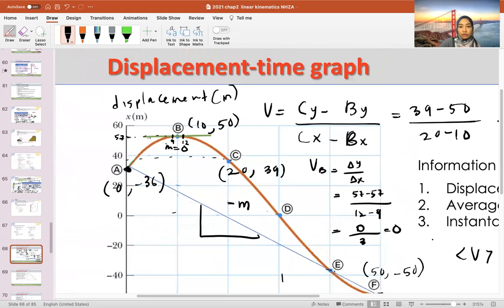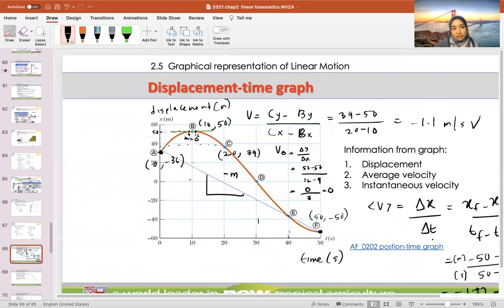Does this remind you of anything? This v equals to 0. Does it remind you of anything? What does it look like? V equals 0. Maximum height. Maximum height, yeah. If you look at here, where is the maximum displacement at this point, right? It has the up and down motion. It is the maximum displacement. That is your maximum height.